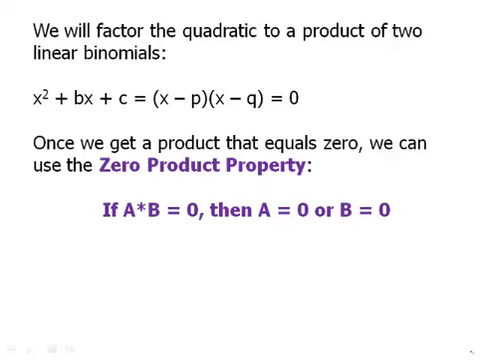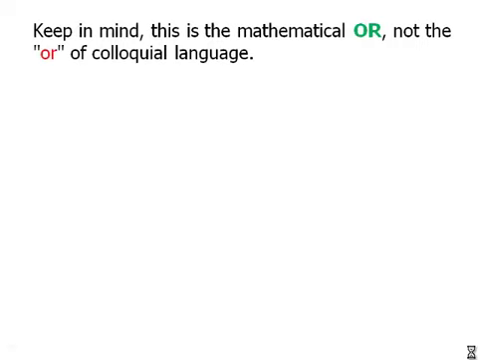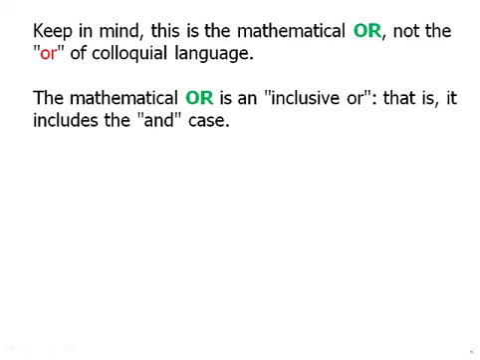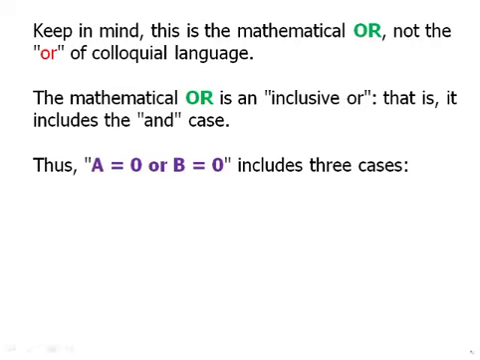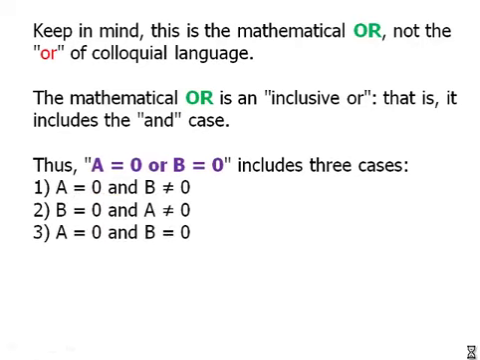Before we go on, let's think about this statement for a minute. Keep in mind that the "or" that appears in that statement is the mathematical or, not the or of colloquial language. What's the distinction I'm drawing here? The mathematical or is an inclusive or. That is, it includes the and case. Thus, a equals 0 or b equals 0 includes three cases. It could be that a equals 0 and b doesn't. It could be that b equals 0 and a doesn't. Or it could be that they both equal 0 at the same time.